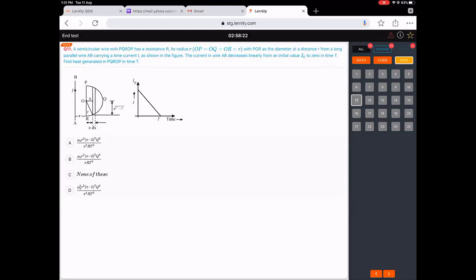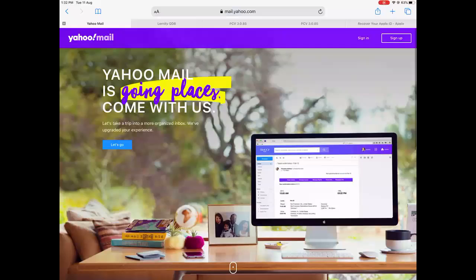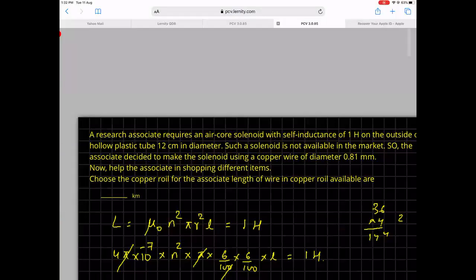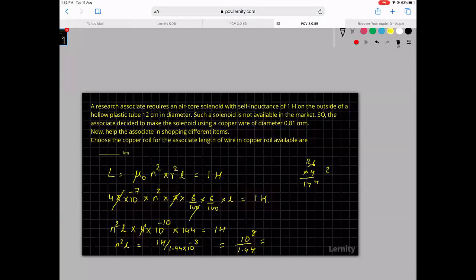So I'm looking at the options. The first option looks like mu naught R squared. Everything seems to be the same between the first and the second, but between the second and third, instead of T squared there is a T cubed. None of these seems to match. Okay, I got the question. Let me see if I can solve it.